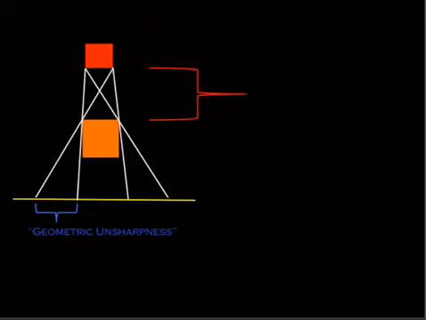So this is our source to object distance. The red box is the source, and the orange box is the object that we are looking at, the patient. This distance here is the source to detector distance. And this is the object to detector distance, the distance between the patient, or the object that you're imaging, and the detector.